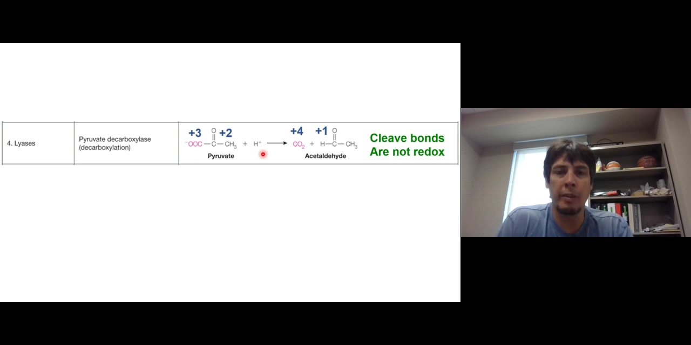Looking at these two carbons on the pyruvate, they are +3 and +2 for the first two carbons on the left. Those convert to the carbon dioxide, which is cleaved and now has an oxidation state of +4, and this second carbon has an oxidation state of +1. So the net oxidation state is still +5 on the left-hand side and +5 on the right-hand side. That's not actually a redox reaction, but it kind of looks like one if you don't add up all of the oxidation states. So lyases cleave bonds or add across double bonds.